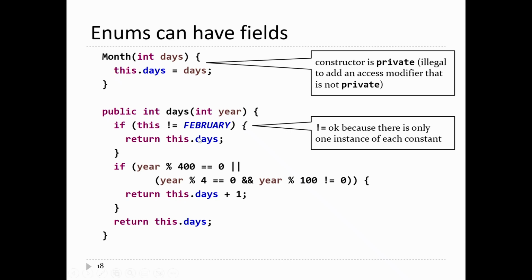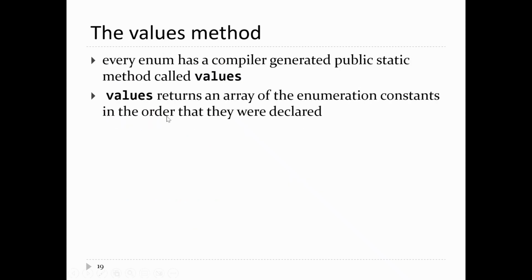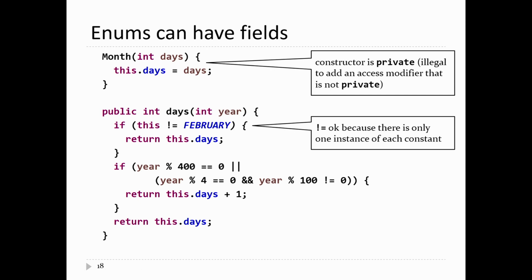So I can check, is the object that's being used to call the method not the month February? If it's not the month February, then I just return the number of days. Otherwise, I check, is it a leap year? And so there's the code for checking if it's a leap year. If it's a leap year, I just return 29, or the number of days plus 1. Otherwise, we just return the number of days down here. Again, notice here, I can use not equals instead of not this.equals(February), because the language guarantees there's exactly one object that is equal to February. So your enumerations are just classes. They have some restrictions on them, but they're just classes.